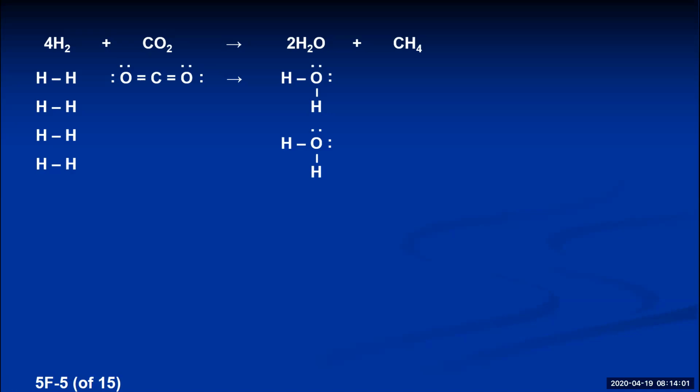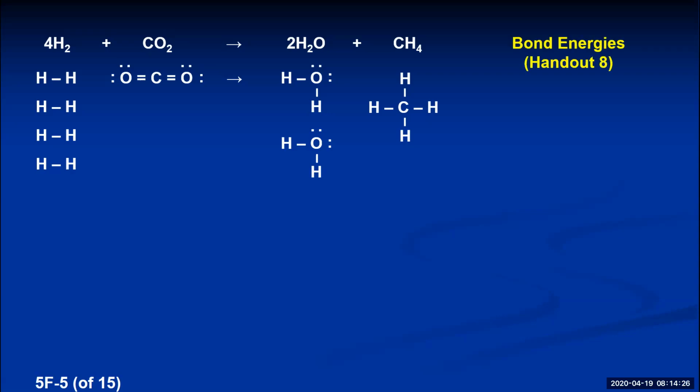Finally, we're creating one methane molecule whose Lewis structure looks like this. And in the one methane molecule, you have to create 1, 2, 3, 4 carbon-hydrogen single bonds. So now that we've analyzed what bonds need to be broken and what need to be formed, we can look up experimental data for the bond energies of each of these different types of covalent bonds.